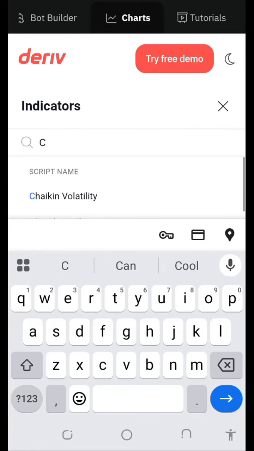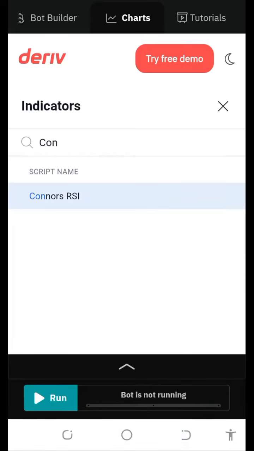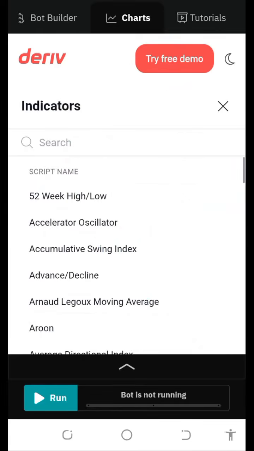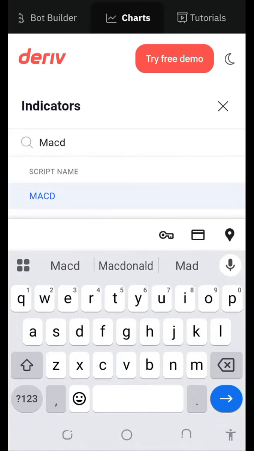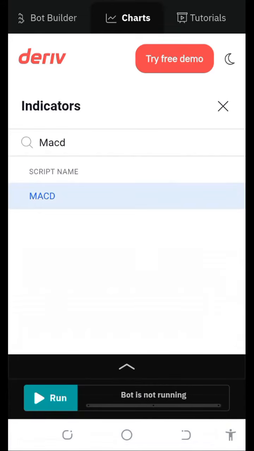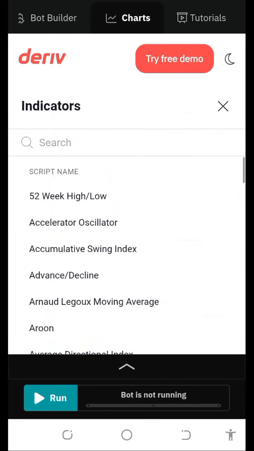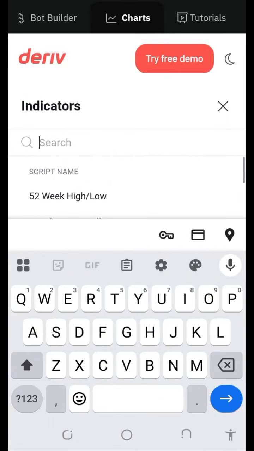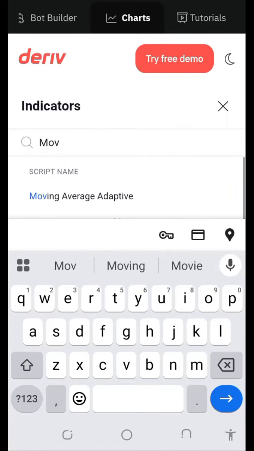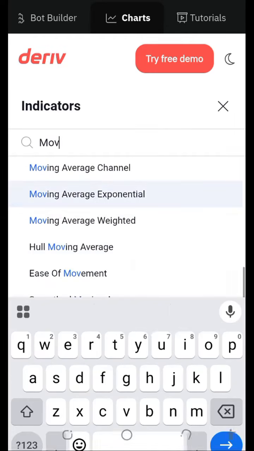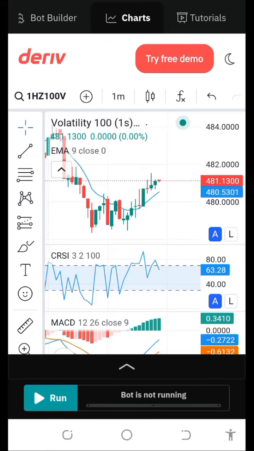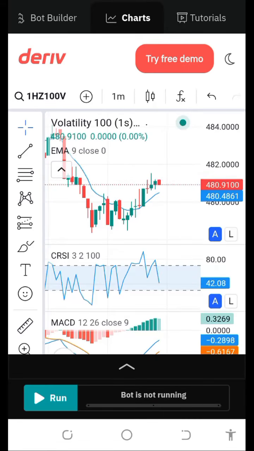If you're not captured or identify them properly, that is the Connors RSI, and then you have the MACD, and then the third indicator is the exponential moving average. Okay, you look for it, click it, and then you have the 3 indicators in place.